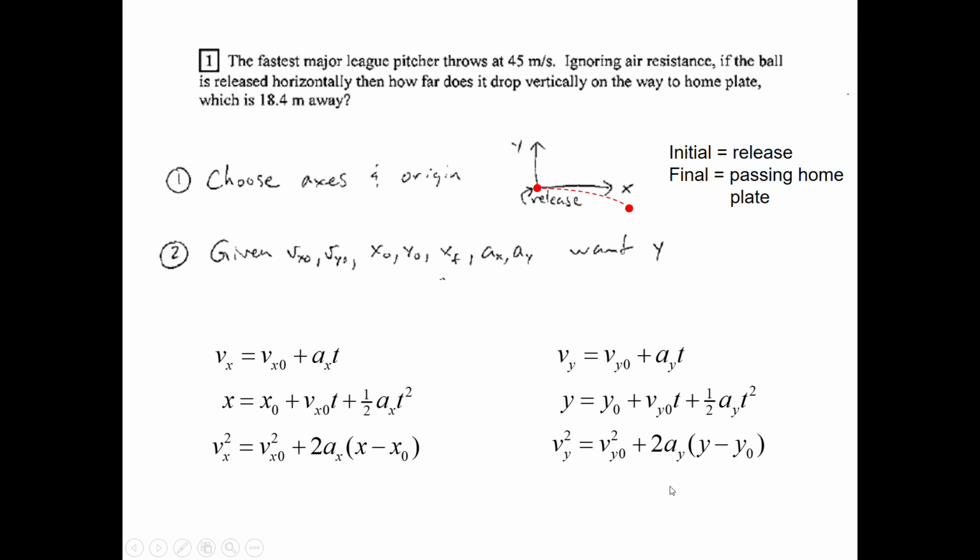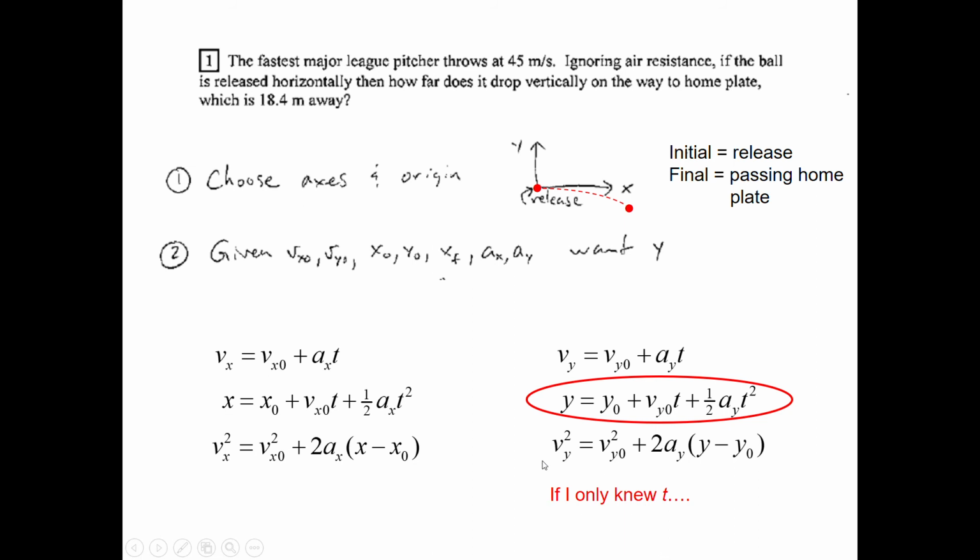Okay, so we need to pick from these. If we want to solve for y, we've narrowed it down. The only two equations that involve y's are these last two right here. Here's y final, and here's a y final right down here. Now, in the second to last one right here, we know everything in this equation except what we want to know, y, and t. We don't know anything about how long it takes for it to get over home plate. So I could phrase my predicament, if I choose this equation, that if I only knew the time that it took to get to home plate, then I'd be done, right? I'd just plug everything into the right-hand side and solve for y final.